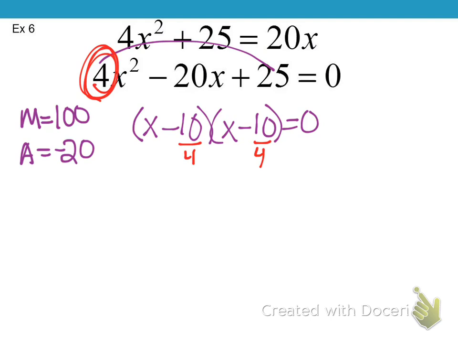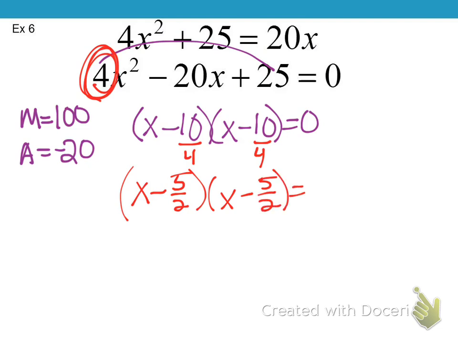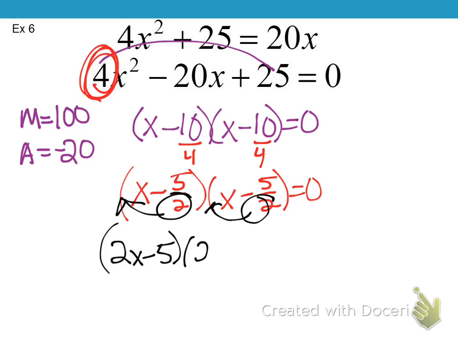You got to simplify those, right? They're both divisible by 2. But now I still have fractions. Oh shoot. So now what? It's going to be 2x. Now you move the bottom up. Sometimes you can simplify and do bottoms up. So 2x minus 5 times 2x minus 5 equals 0.